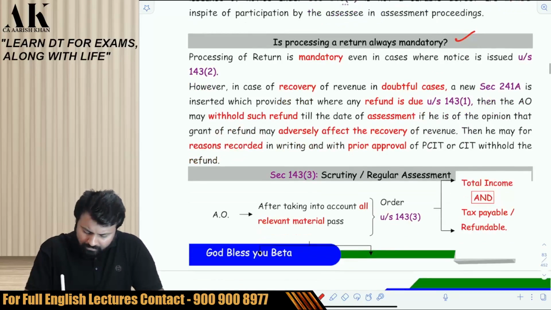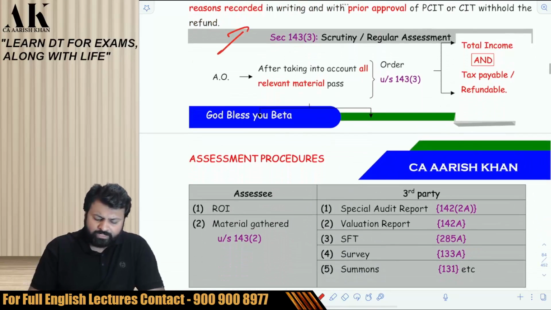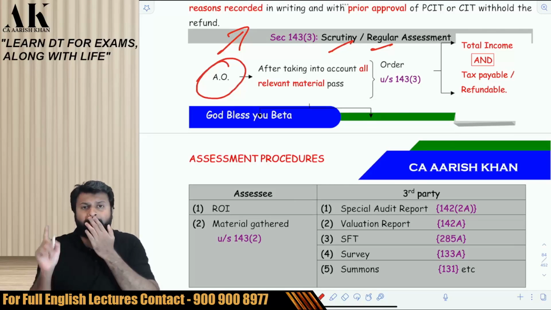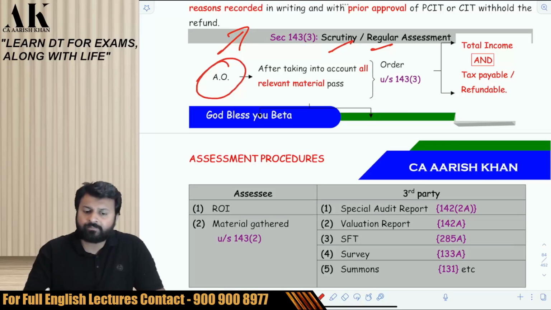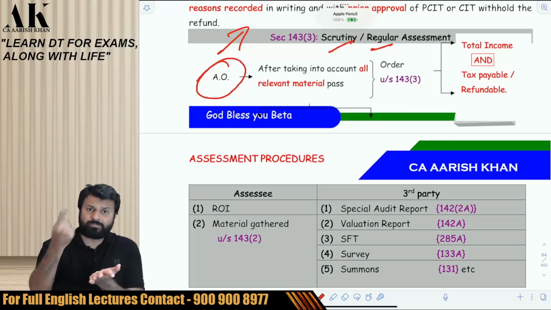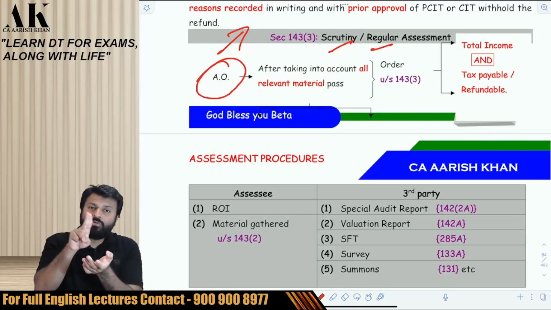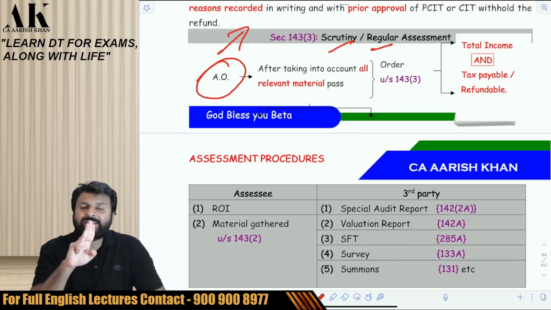Okay. Next, now we will start with the scrutiny assessment. Who will do the scrutiny assessment, that is, the regular assessment? It is the assessing officer who has the power to do it. Now listen carefully. To do a scrutiny assessment under this section, the AO has to send a scrutiny notice under the previous section, that is 143(2). And to send a scrutiny notice, the assessee has to file a return. So these three links are one after another.